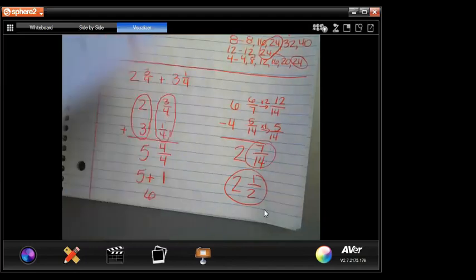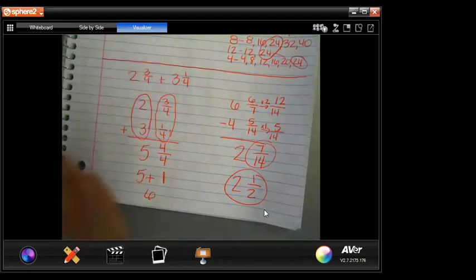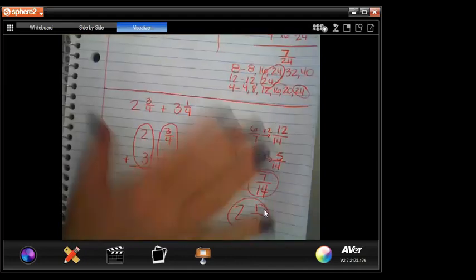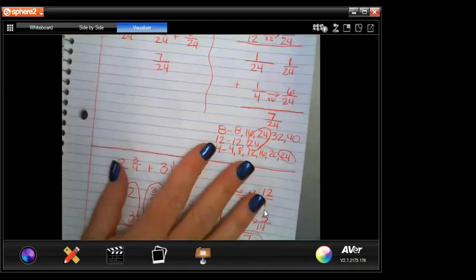But again, there's so many resources out there. So if you do have questions, Google adding decimals, Google adding fractions. There's so many awesome resources out there.